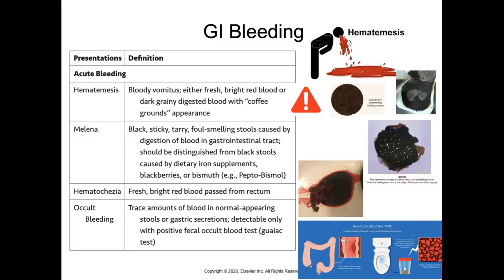And lastly, we have our occult bleeding, in which we have some blood in a normal appearing stool. So we can't really just tell that there's bleeding taking place by looking at the stool sample, but we can perform a fecal occult blood test in order to see if there's any blood present within the stool.